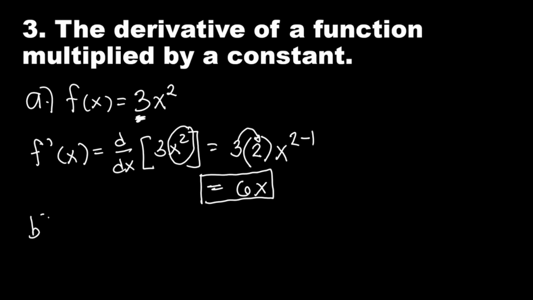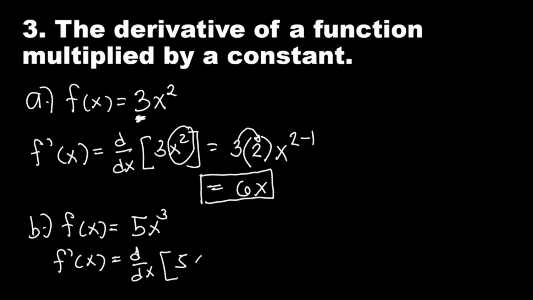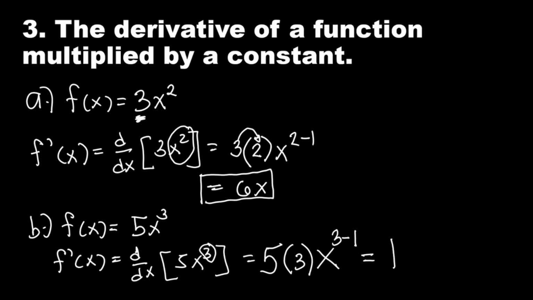So, letter B, para mas maintindihan natin. F of x is equals to 5x cubed. So, same procedure tayo. F prime of x is equals to d over dx of 5x cubed. So, ang gagawin mo, bababa mo lang yung 3 sa tabi ng 5 at x. So, we have 5 times 3. Okay, yun yung exponent natin. Then, copy mo yung x. Then, yung exponent ng 3 minus 1. So, therefore, we have 5 times 3 is 15x squared. So, that will be our final answer.